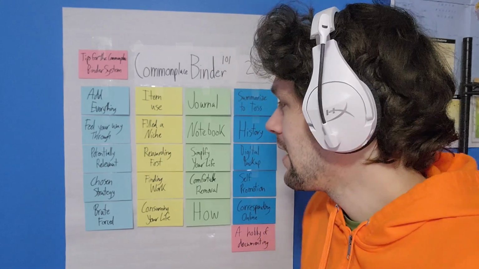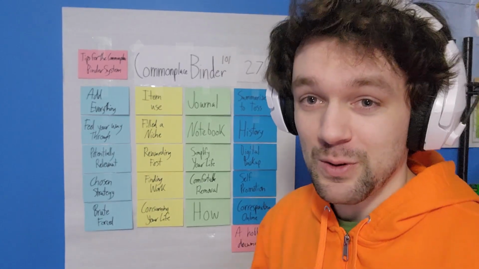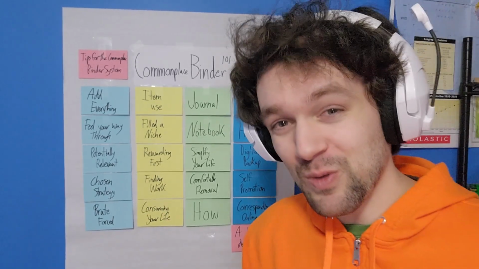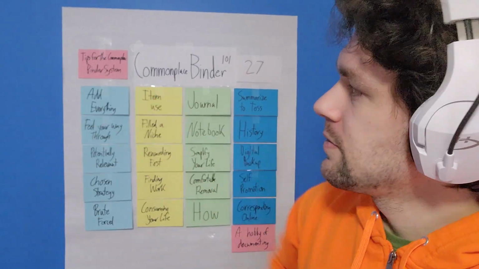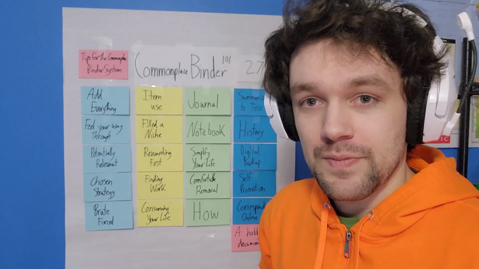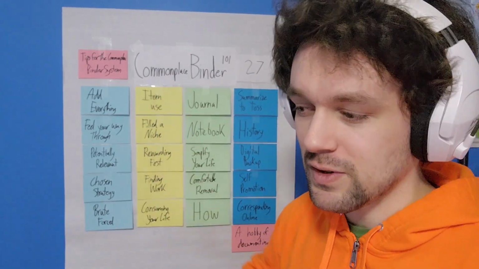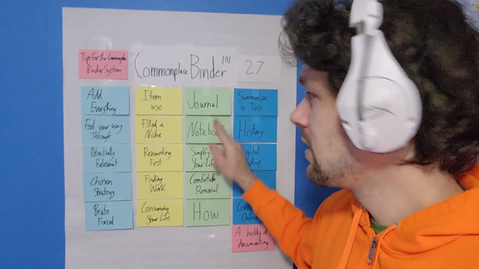Fill the niche. I'm not filling the niche of fancy Japanese stationery. Although maybe a bunch of people are going to do that. I don't know. Maybe they're already doing that. But why fill a niche for tips for the Commonplace binder system? Well, it's a Commonplace, so it's supposed to fill the niche of the space in between all your other stuff. So you might have a notebook, you might have a journal.